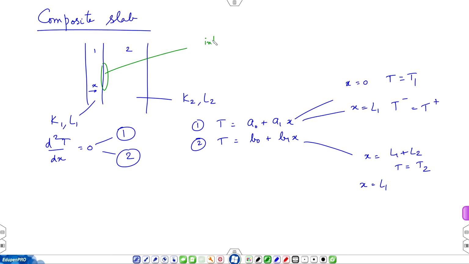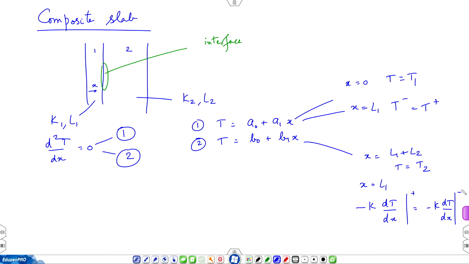This is the interface. Minus k dT/dx on the right hand side is equal to minus k dT/dx on the left hand side. Okay. So, it is not that you apply interface conditions to the same region. While working with region 1, you have made left temperature equal to right temperature, and while working with region 2, you have made the right heat flux equal to the left heat flux.